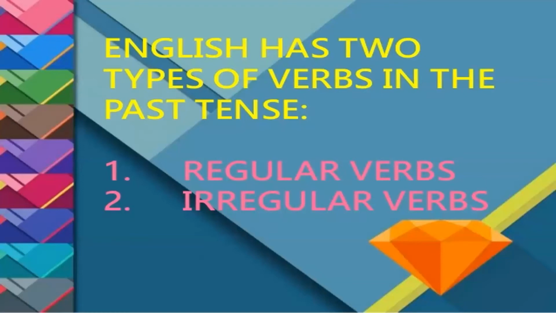To write sentences in past tense, we use two types of verbs. Basically, in past tense, the helping verb is used, and the second form of the verb is used. English has two types of verbs in the past tense: regular verbs and irregular verbs. Now we will discuss what are regular verbs and what are irregular verbs.